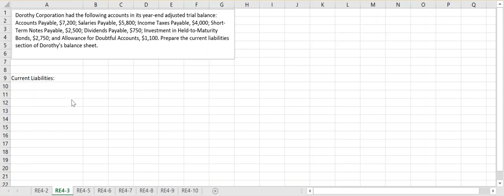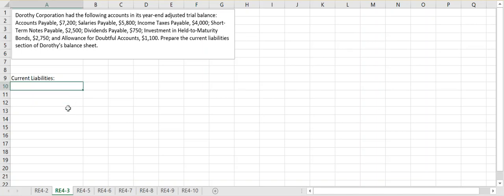In this example video, we're going to look at review exercise 4-3, and we're going to put together the current liabilities section of our balance sheet. So again, they give us some information. They tell us that the Dorothy Corporation had the following accounts in their year-end adjusted trial balance. They had accounts payable, salaries payable, income tax payable, a short-term notes payable, dividends payable, investments in held-to-maturity bonds, and allowance for doubtful accounts. And they want us to prepare the current liabilities section of the balance sheet.